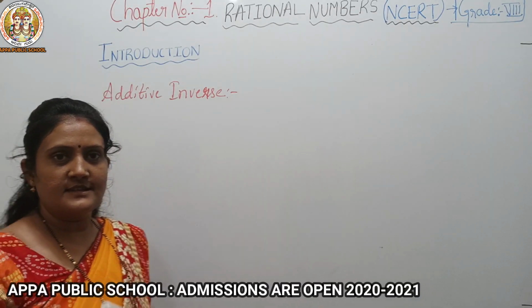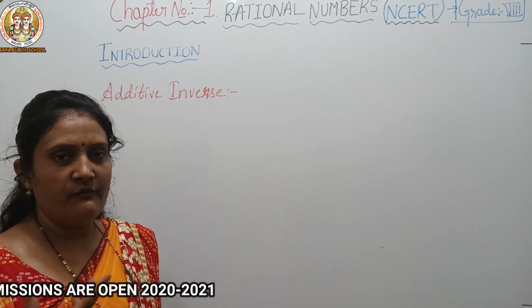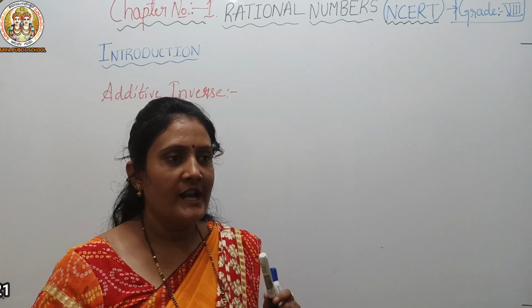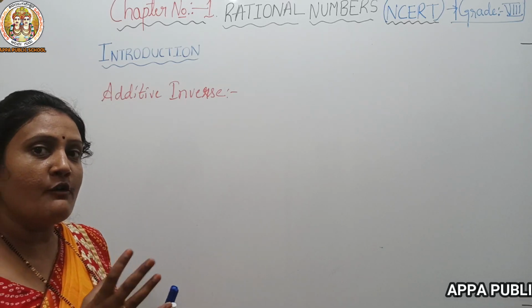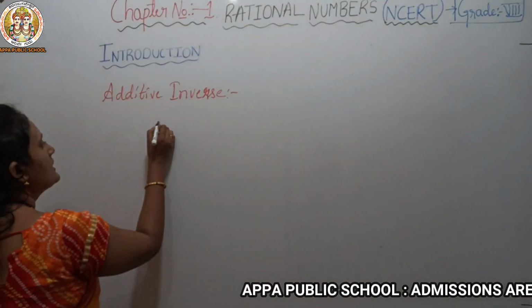Additive inverse. What is this additive inverse? When we add two rational numbers, their sum should be 0, or else when we are adding a rational number to its own negative, then we'll get the sum as 0. See how?